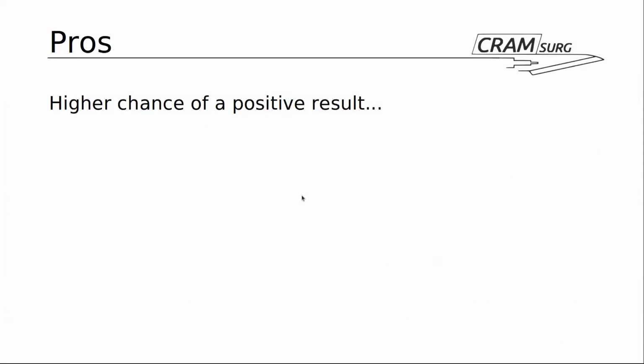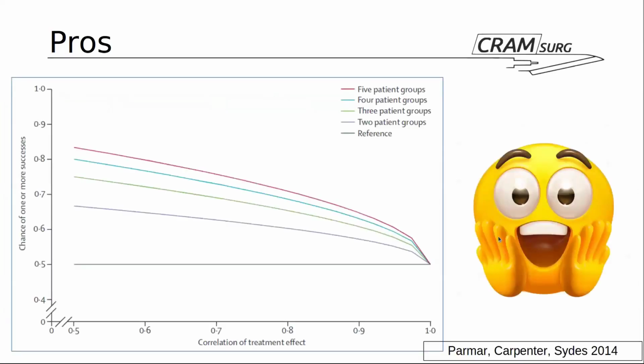So we talked about having a higher chance of a positive result, right? And again, coming from the same editorial, the chances of finding a positive result become much higher the more arms you include. And if you look at this chart, particularly for this level of correlation or treatment effect, you would think, wow, why don't we just do this all the time? Why would we even bother with 2 arms trials?